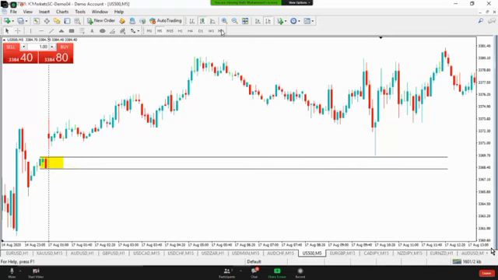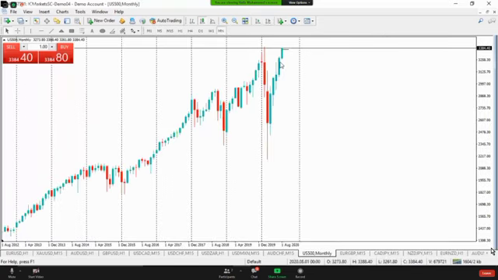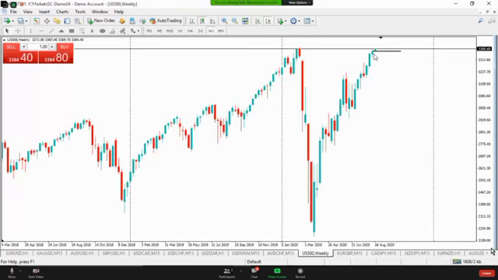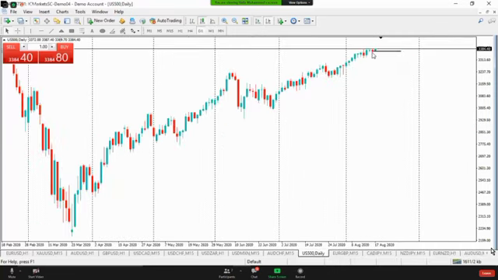Let's look at what is the bias on the monthly. It's to the upside, because we're seeing the current candle is bullish. Let's go to the weekly. The current week is bullish. The previous week was also bullish. And then we go to the daily. The previous day was bearish.